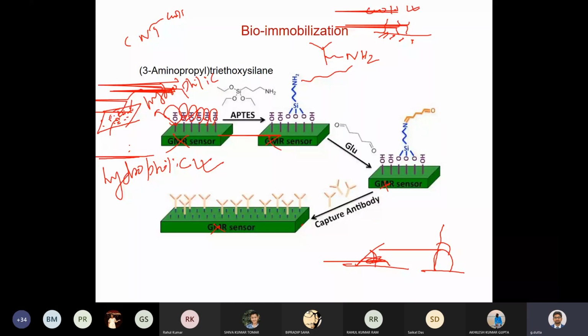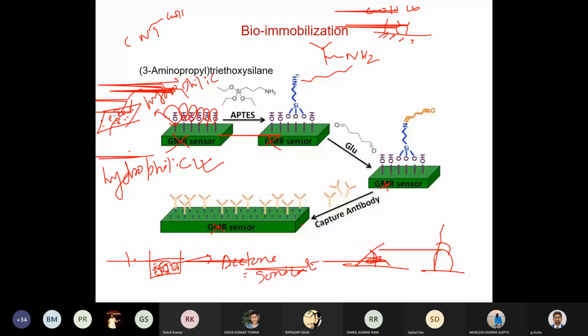So how will you make it? There is some process I will teach you. One process is the first step, slowly. Your surface should be less polar. So you have a small sensor chip, and you have to dip it in a solution whose polarity is less, like acetone solution. You have to dip the whole chip and sonicate it for 10 minutes.